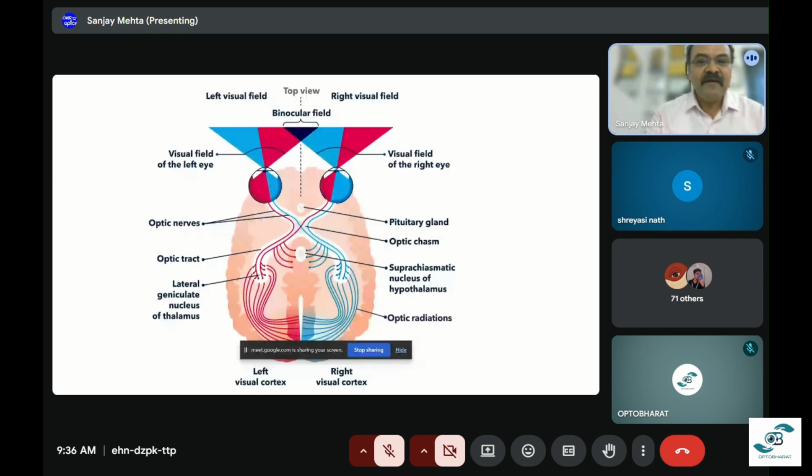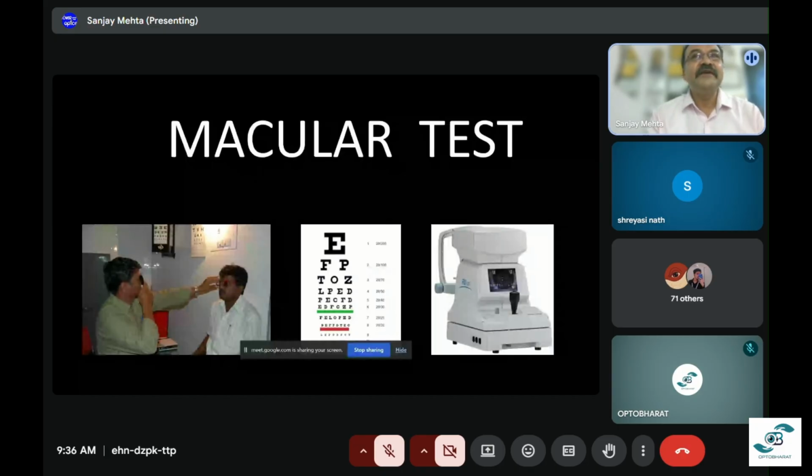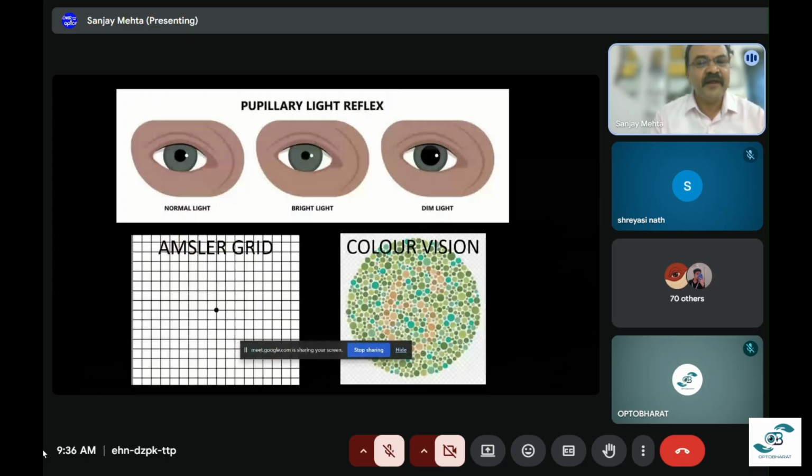Now, basically, the retina we can assess functionally in simple ways by visual acuity. We do it with the help of the retinoscope and AR. There are other tests like pupillary light reflex, Amsler grid, and color vision. All these reflect how the macula is functioning.